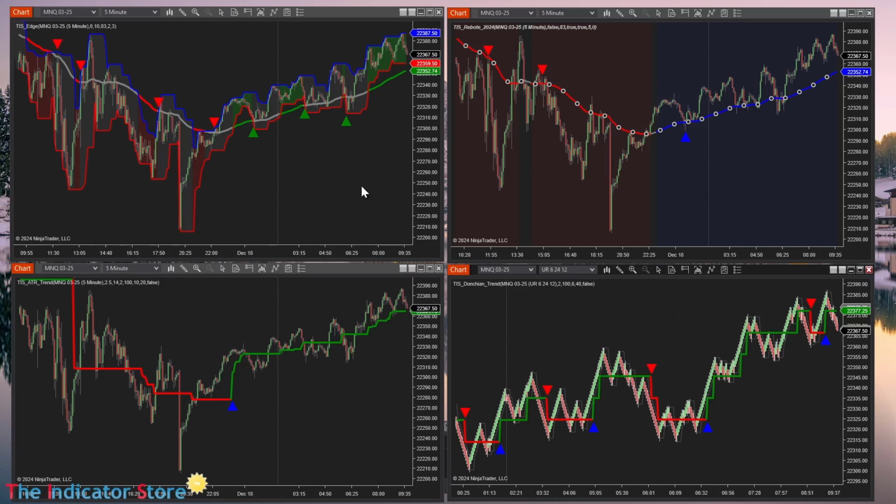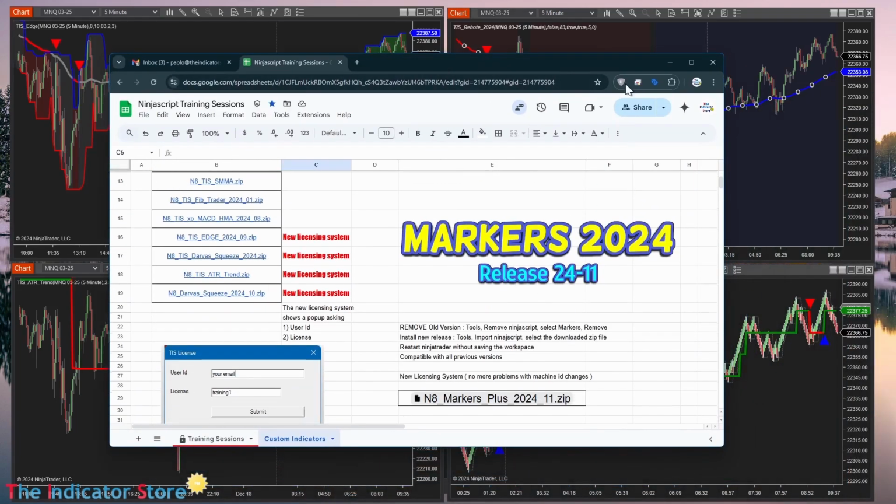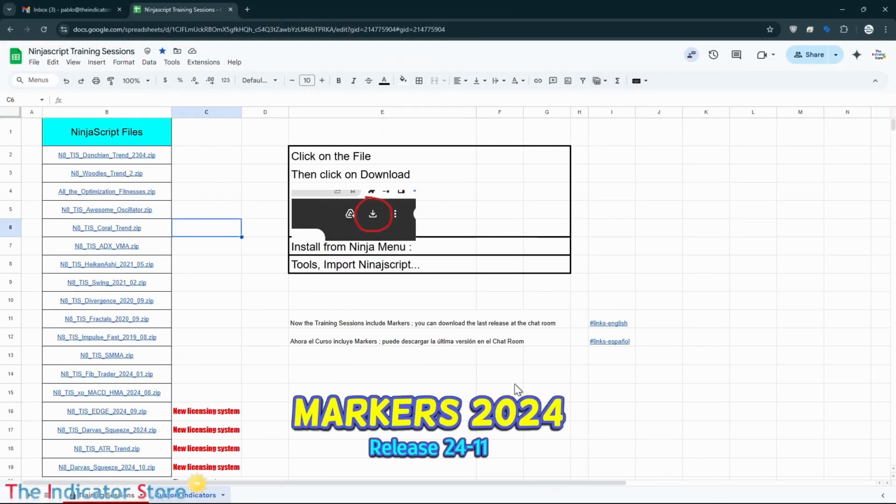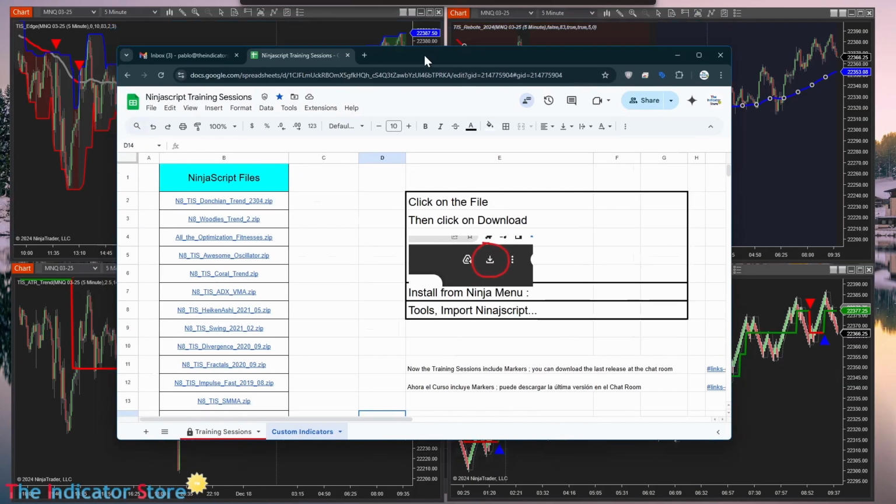With markers, we have the flexibility to trade not only these signals, but any signal from any indicator, add filters, time limits, etc. You can find more videos about markers. And with this subscription to our training sessions, you get access to markers and also all these indicators that include what we saw here. So just with one subscription, you can get access to everything, and also the training sessions.